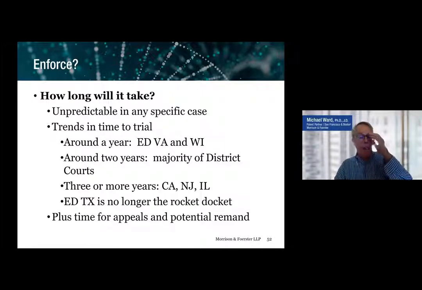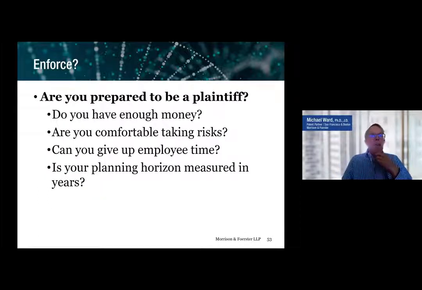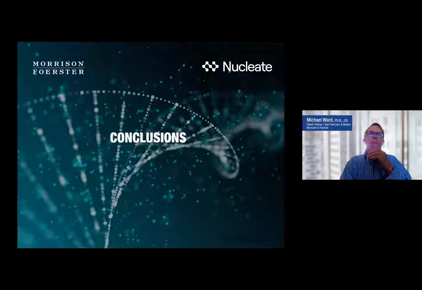How long is it going to take? Really unpredictable. It can take around a year in different courts. Other courts are 2 years, some are 3 or more. Depends on where you sue. And this is just for the district court case. Appeals and potential remand take even longer. Okay. So are you prepared to be a plaintiff? Do you have enough money? All right. These are really critical questions.